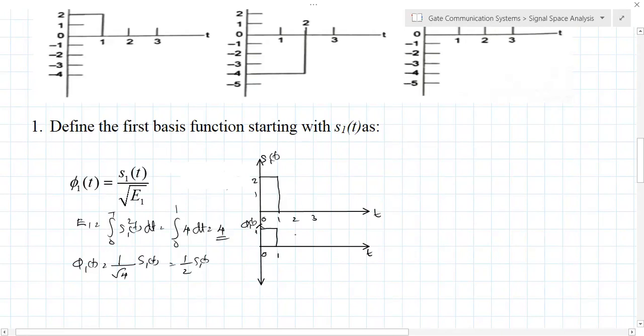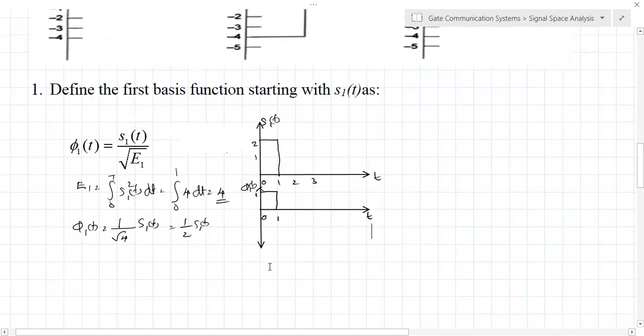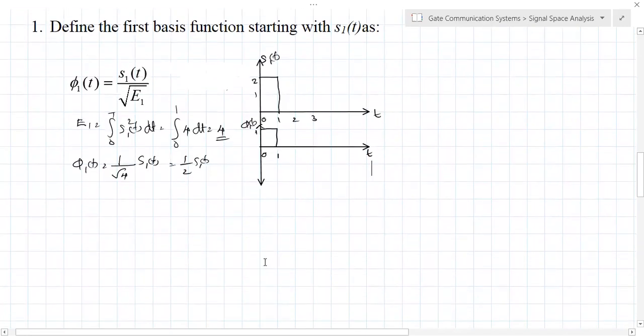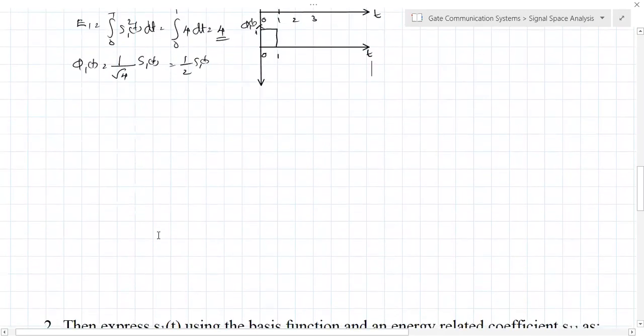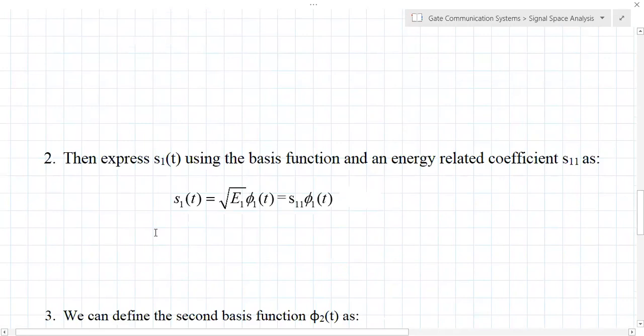Okay. So very simple process. Take any one signal as S1 of t, or take the first signal itself, and you can evaluate using this particular formula. And there is a term E1, that is actually energy. Energy you can evaluate by using the integral formula, and you can draw the waveform. So we got phi 1 of t. Okay. Next step, we can represent S1 of t in terms of phi 1 of t. So that's the next step.